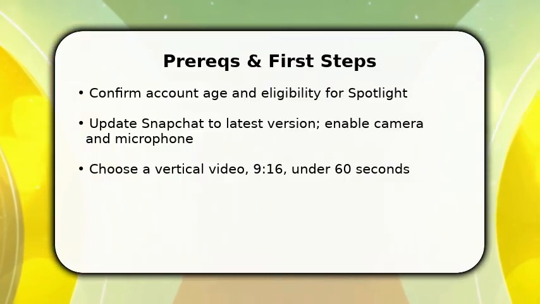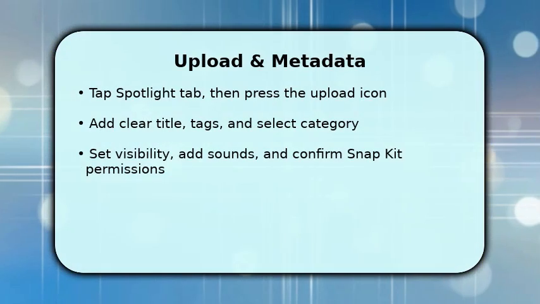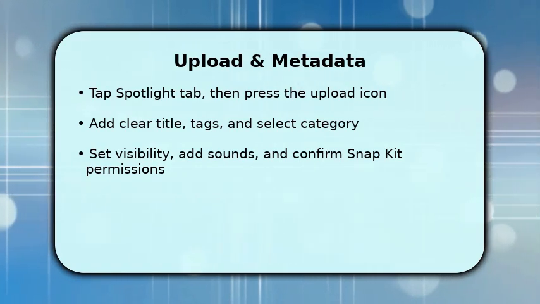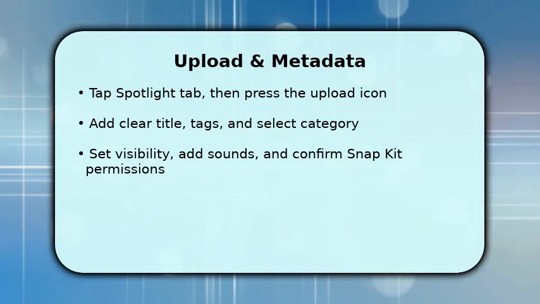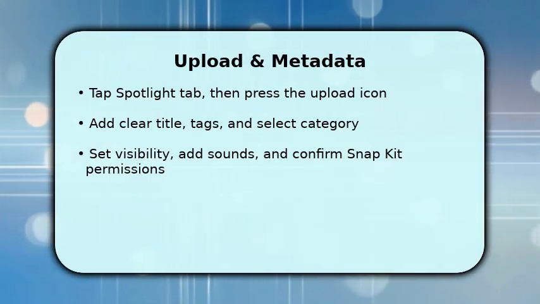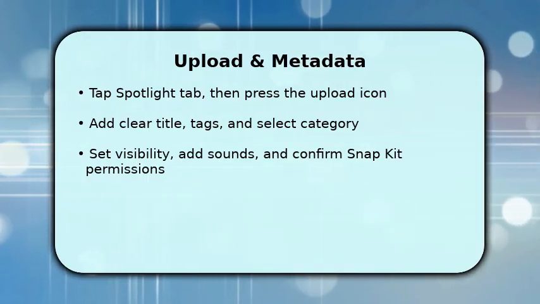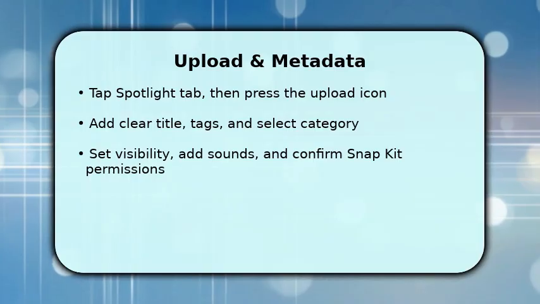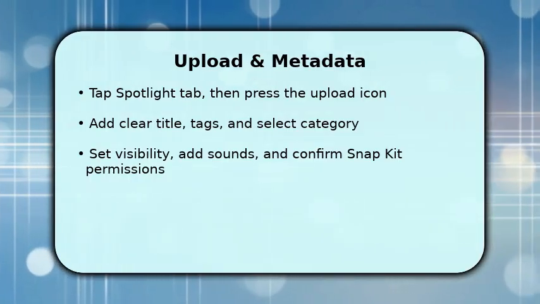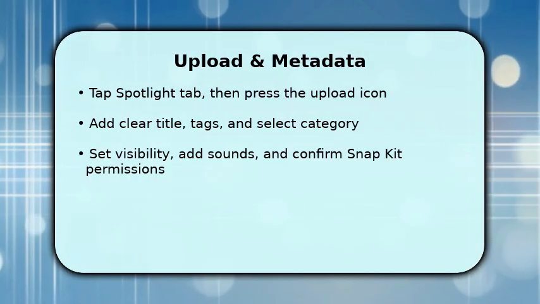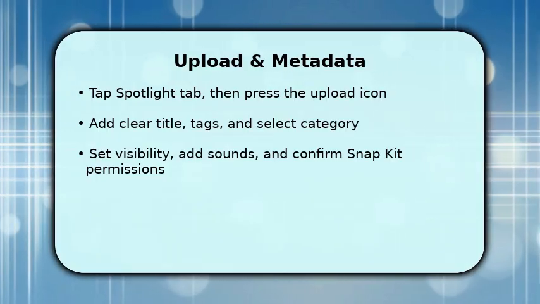Now you move into the upload flow. Open the Spotlight tab and tap the upload icon to select your saved clip. Once selected, add a descriptive title and relevant tags so the algorithm can categorize your content. This matters for reach and discoverability. Choose the correct category, set visibility options, and add a trending sound if applicable. Make sure any SnapKit or third-party permissions are approved. If not, grant them before finalizing.